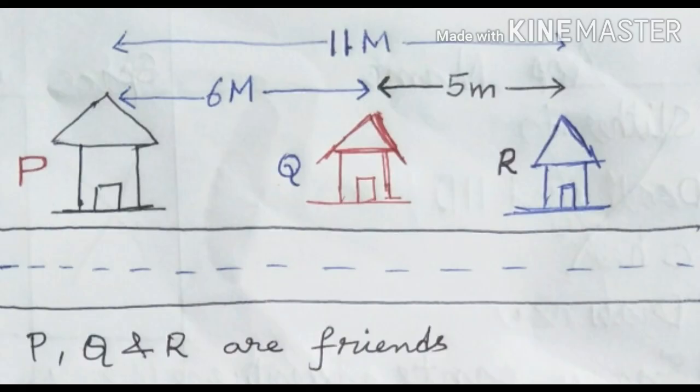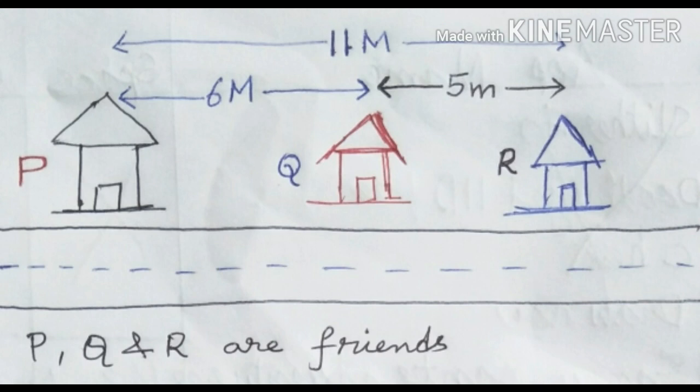Okay? Children, observe the picture that you are seeing. It consists of houses of three friends P, Q, and R. Now, by looking at the picture, please answer my question. The house of P is always at the same distance from Q and also from R. Is it right or wrong?